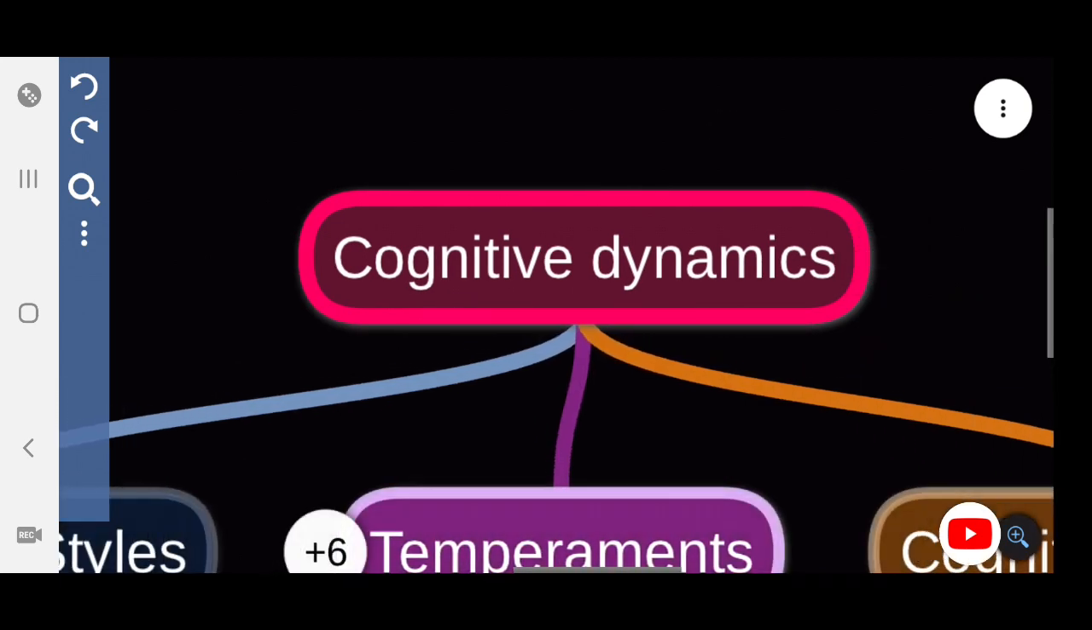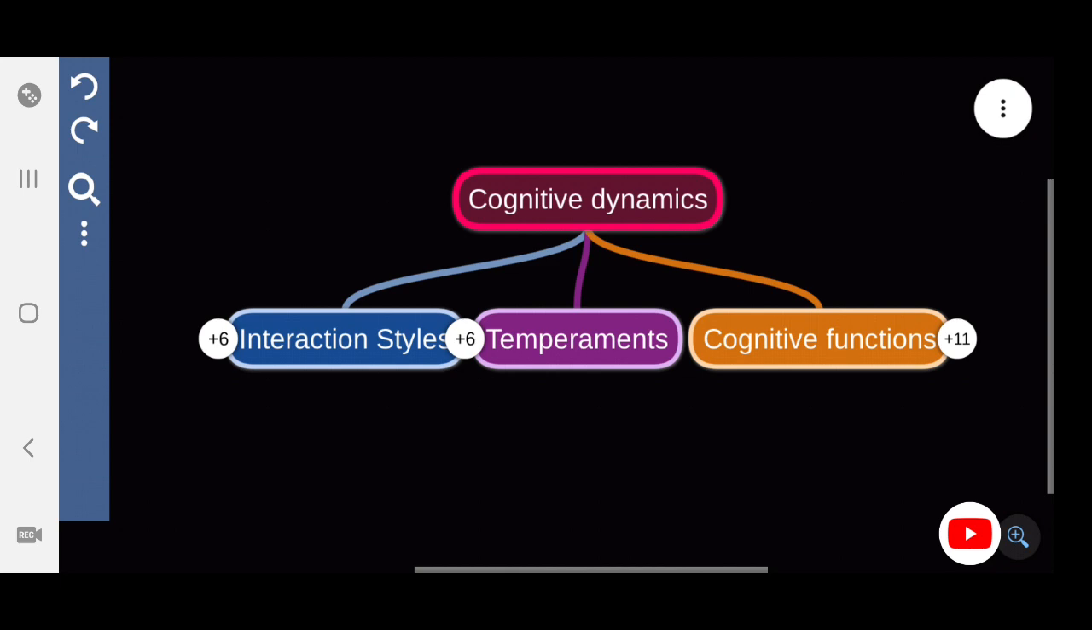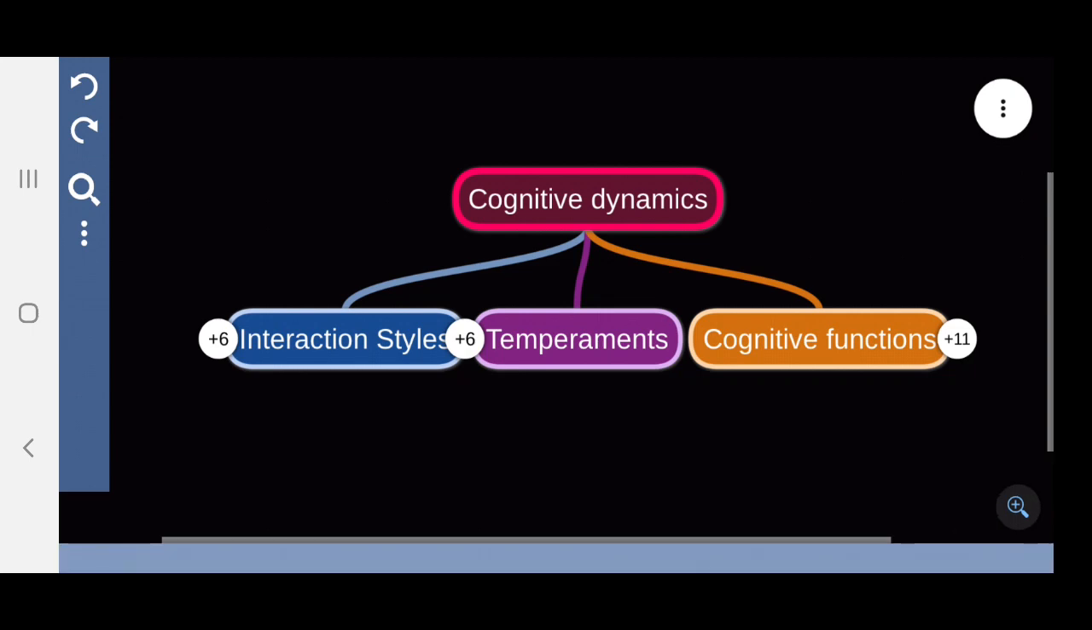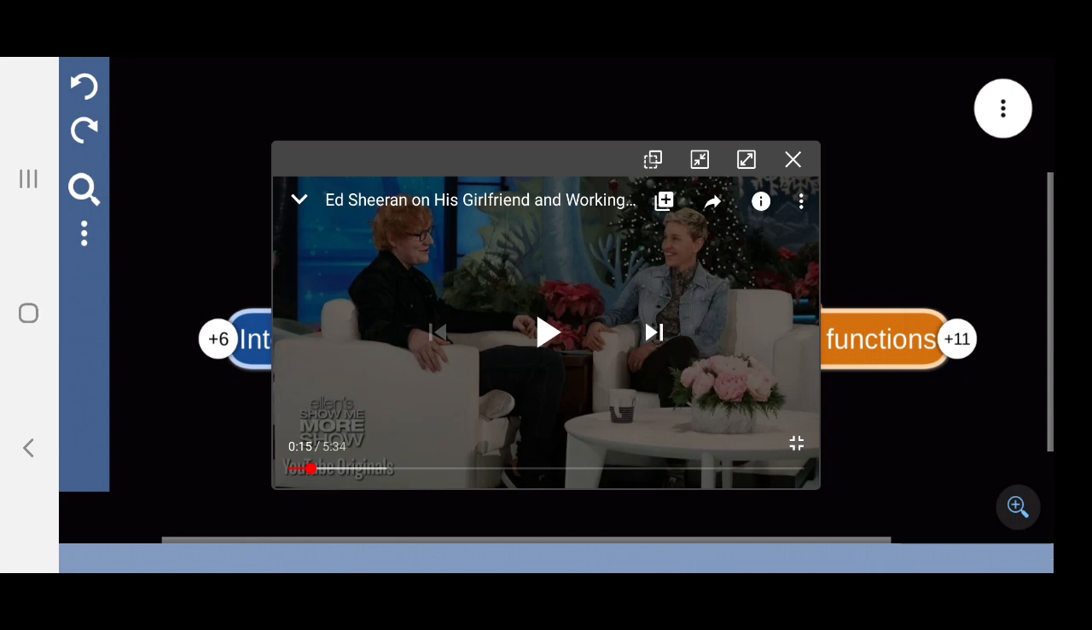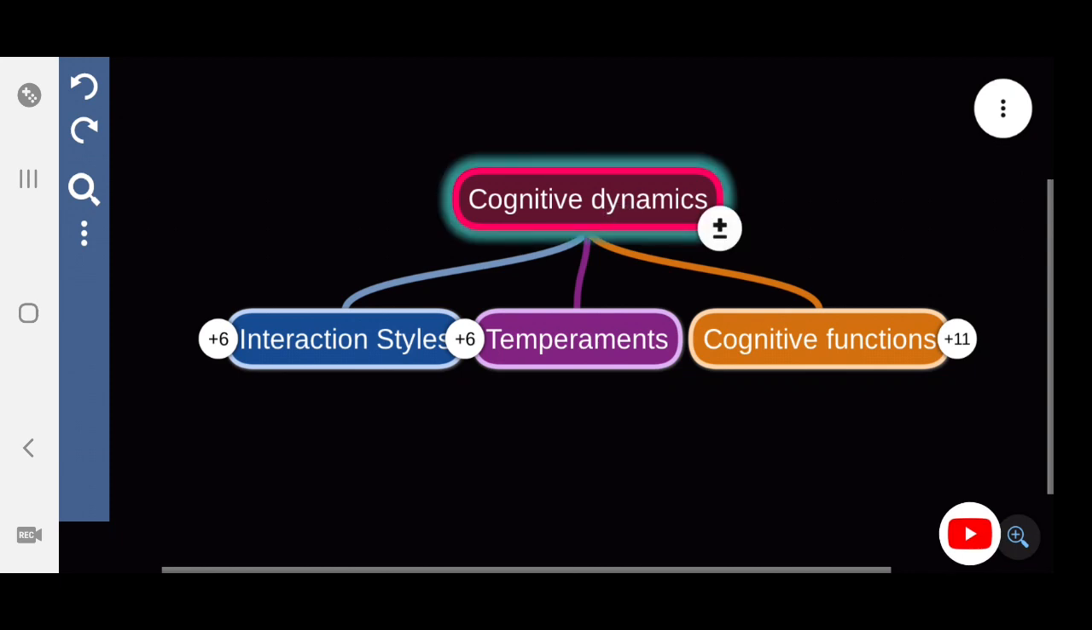I'm going to expand this out, and there are three things that we're going to look at: the interaction styles, temperament, and cognitive function, which is the same thing as the five lenses, and also the type grid from C.S. Joseph. Plus, today we're going to type Ed Sheeran, for example, to try out this cognitive dynamics map that I created. So I'm just going to put it back. All right, I'm going to expand all of them.